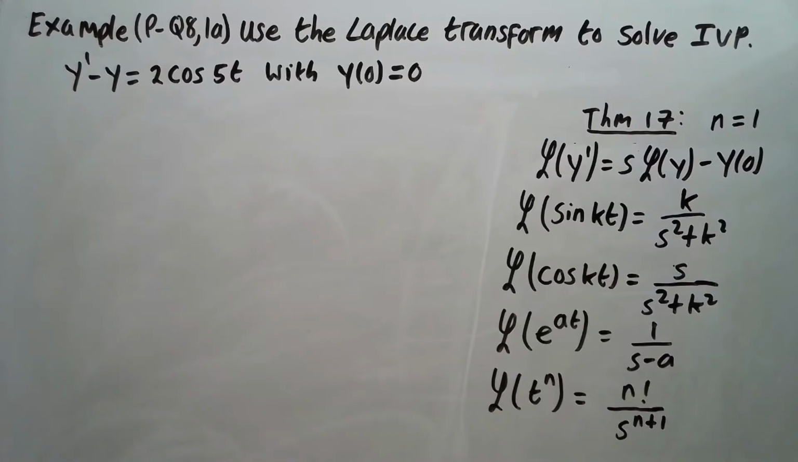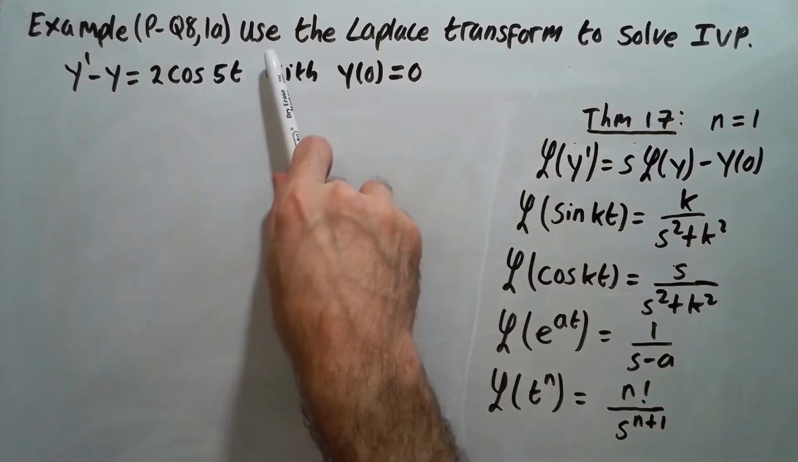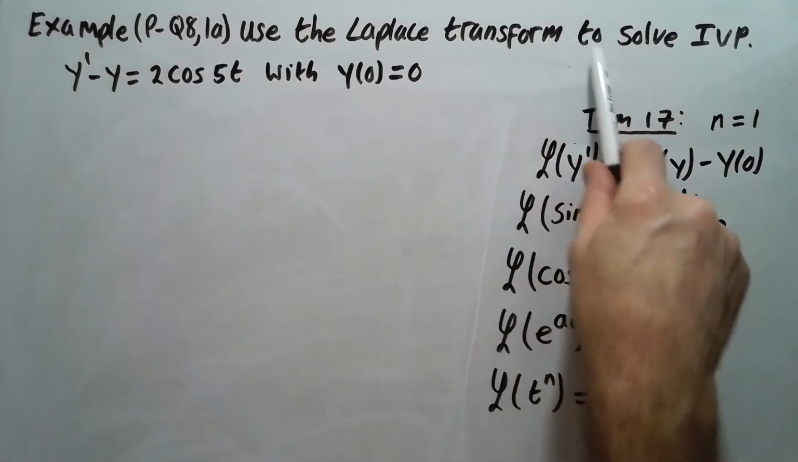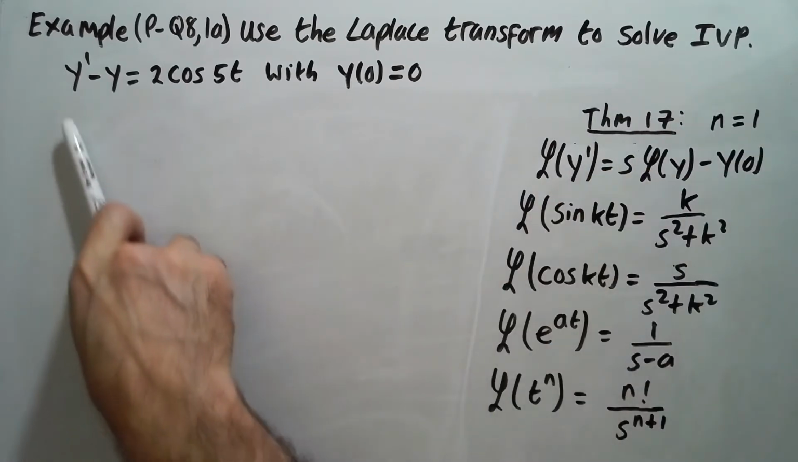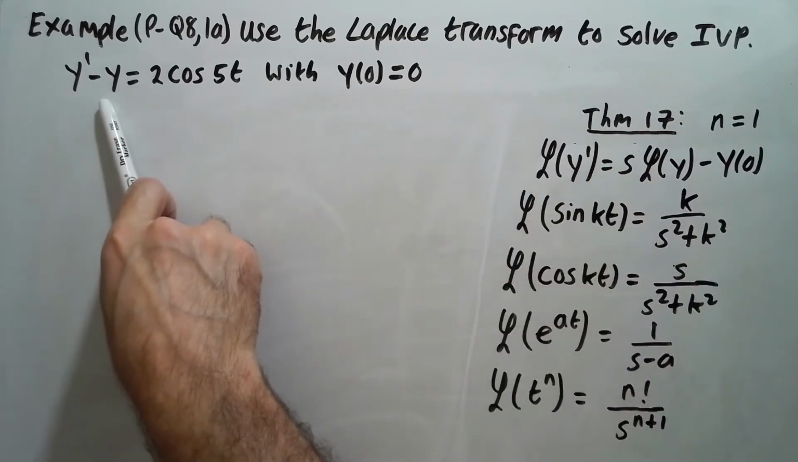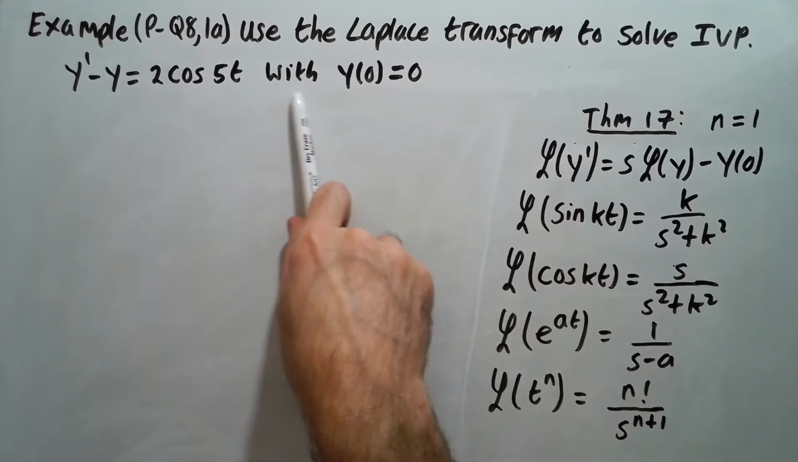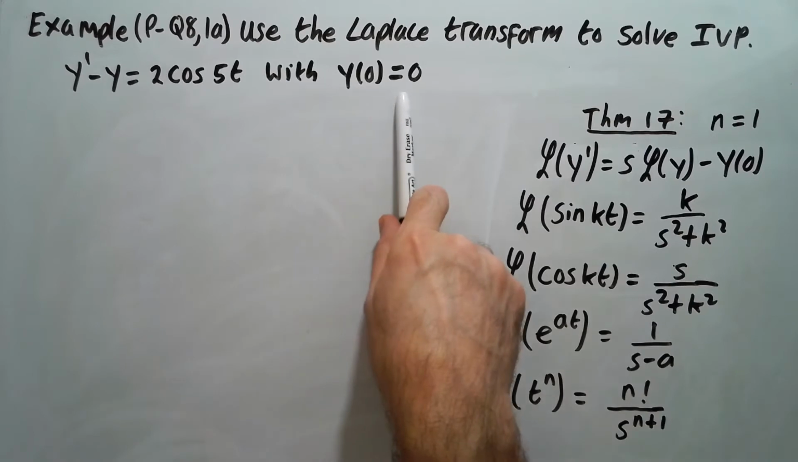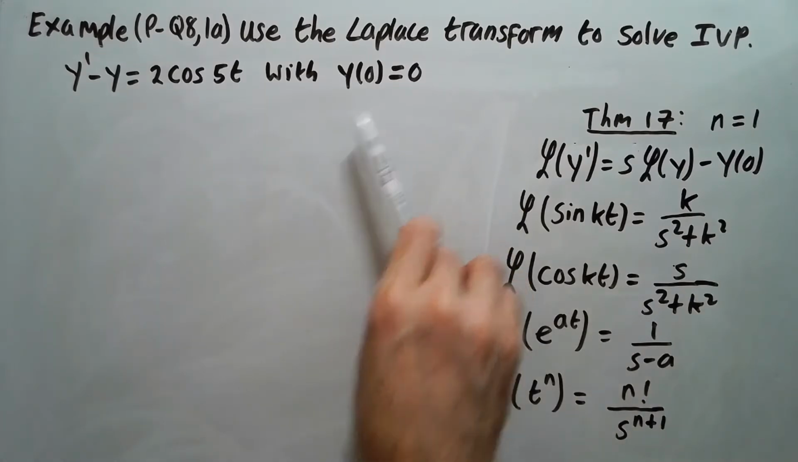Okay, so let's take a look at an example. This is practice quiz 8, 1A. It says use the Laplace transform to solve the initial value problem. So we're given here y prime minus y equal to 2 cosine of 5t with y of 0 equals 0. Okay, so we're going to show how we can use the Laplace transform to solve differential equations.